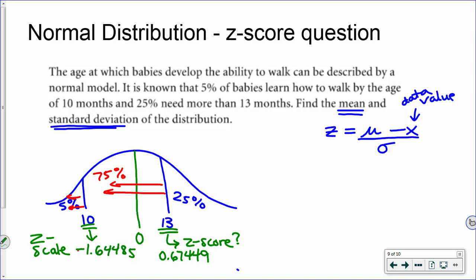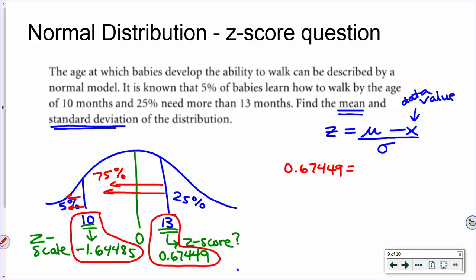Okay. I still don't know the mean and standard deviation of this data set, but now I have a data value and the z-score that goes with it, another data value and the z-score that goes with it. So I can take those two pieces of information and use the z-score formula twice. Once it will be 0.67449, which equals the mean minus 13 over the standard deviation. And the other z-score I know is for the data value of 10.